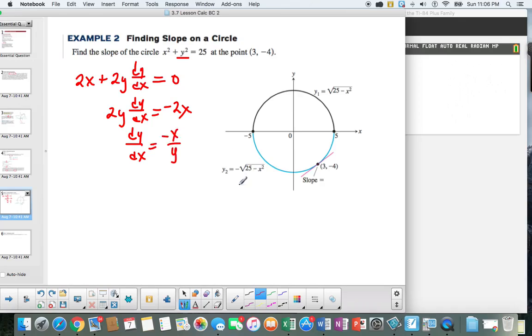So this derivative requires both the x-coordinate and the y-coordinate. We want to do it at the point (3, -4). So this will be -3 all over -4, which will be 3/4. So the slope at this particular point is 3/4, and you can see it looks positive.